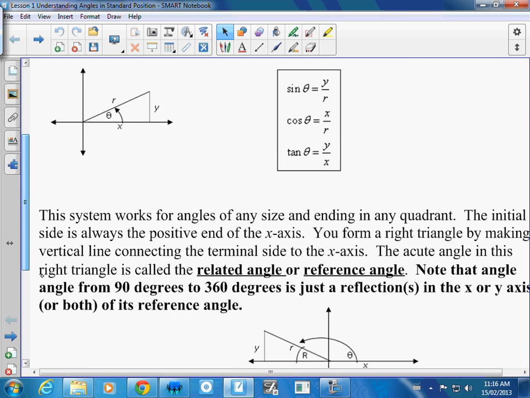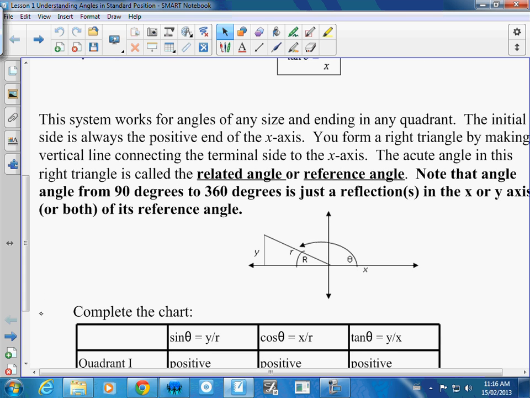If you look here, what was the initial arm on this picture? Where was it? At 0. We spun it all the way around, and where did it terminate? Which quadrant? It terminated in quadrant 2. Okay? Well, to make this easy, we have something called a reference angle or related angle.